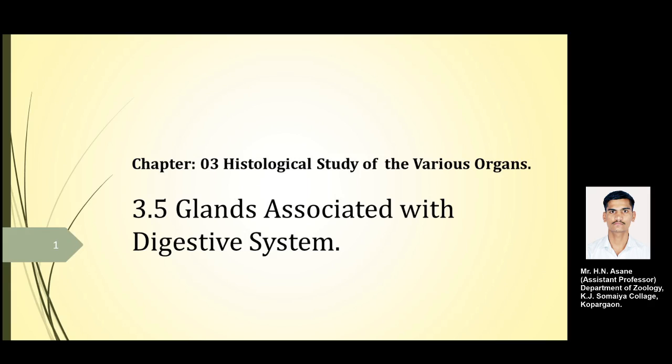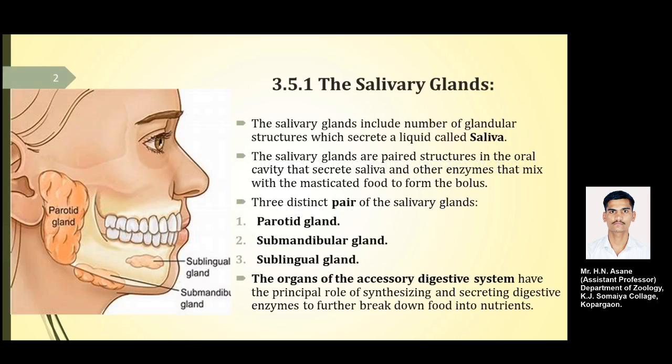The salivary glands, which are mainly three, secrete saliva inside the mouth cavity, while the liver and the pancreas secrete their secretions into the small intestine. So let's start with the glands associated with the digestive system. In this session we will complete the three types of salivary glands. Okay, so let's get engaged.